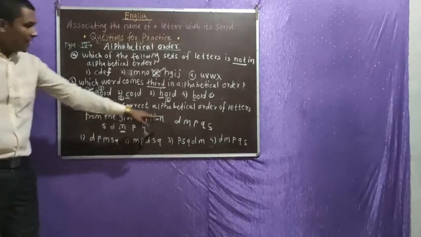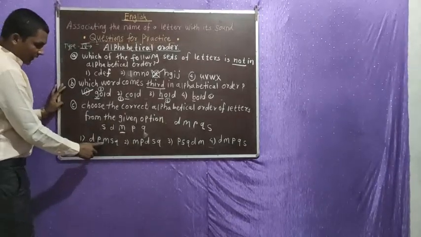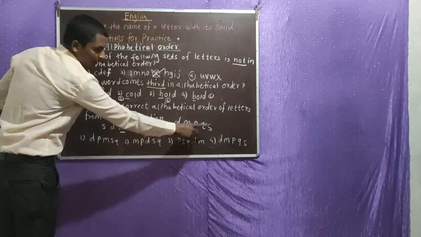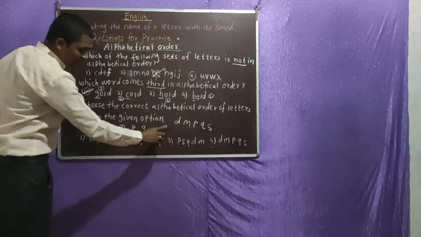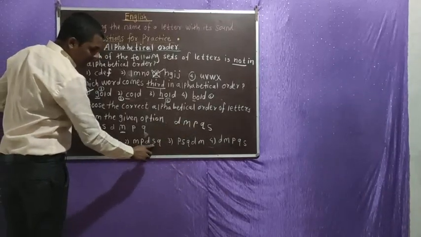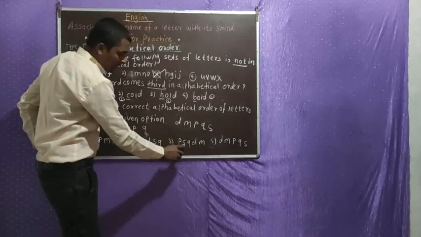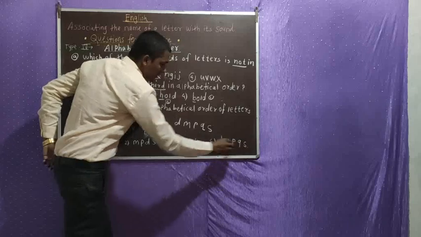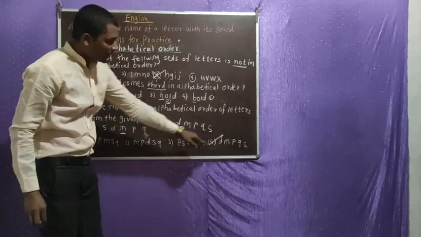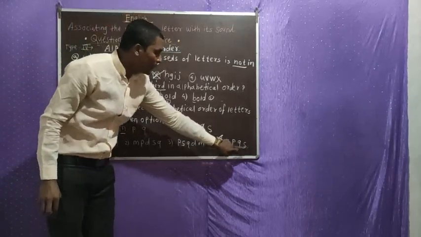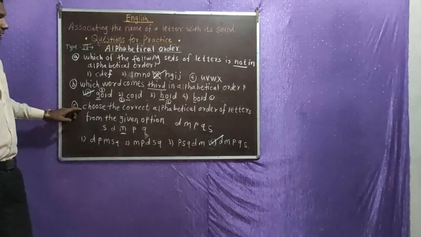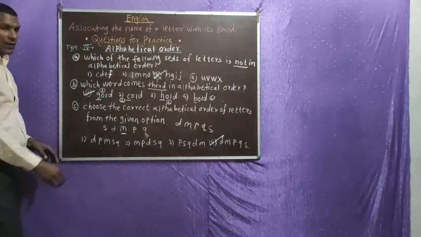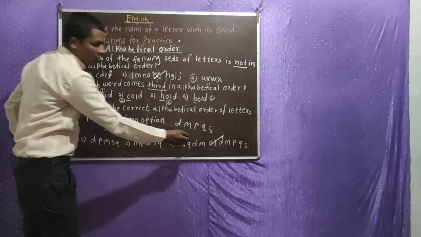The fifth letter. Now see, the first option is D, P, M, S, Q. Second option is M, P, D, S, Q. Third option is P, S, Q, D, M, and fourth option is D, M, P, Q, S. So your answer is D, M, P, Q, S. Means this is the correct alphabetical order of the given letters. Your answer is option number 4.